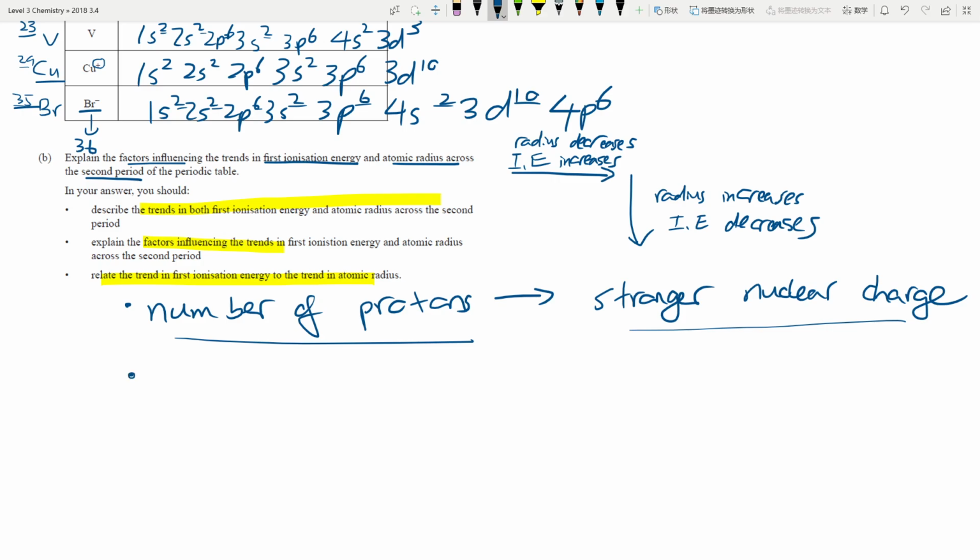The other factor that you need to consider is the location of the valence electron. So this is the shielding effect.